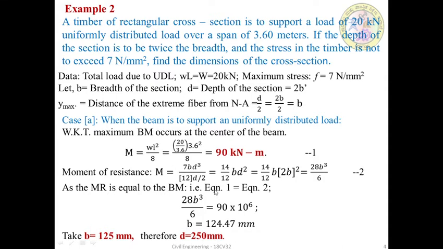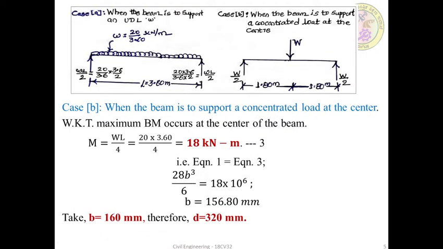Therefore, equating equation number 1 to equation number 2, substituting the values, we get that B is equal to 124.47 millimeter. On the safer side, you can say 130 mm or 125 mm. So I take it as 125 mm, and therefore the depth will be twice the breadth. Therefore D will be 250 mm for the first case, when the beam has to support a uniformly distributed load. And for the same condition, when the beam has to support a point load at its center.